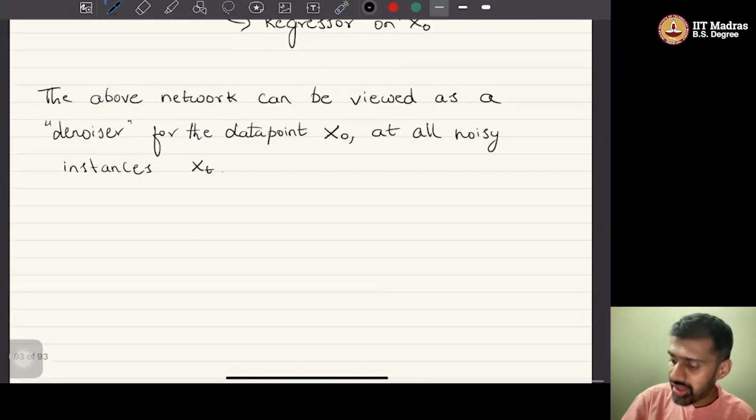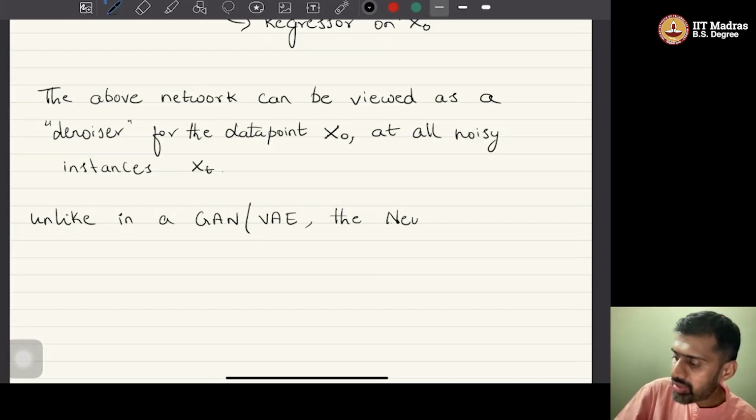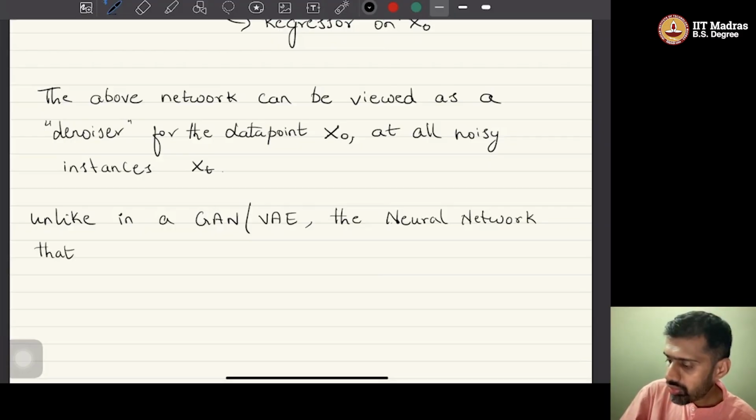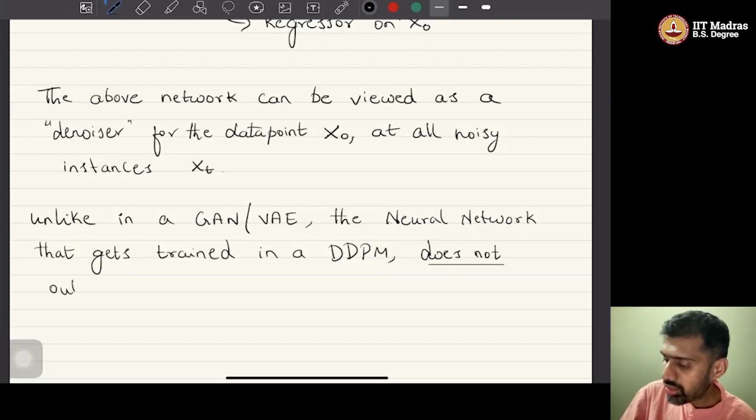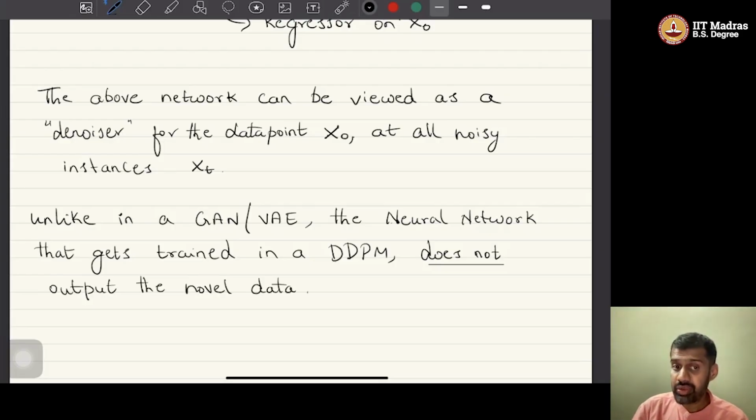So, let me just write that down. Unlike in a GAN or a VAE, the neural network that gets trained in a DDPM does not output the novel data point, even after training. So the neural network is not giving you the output of the generated sample. So how do we do that? How does one do inference in a DDPM? We will see that in a while.